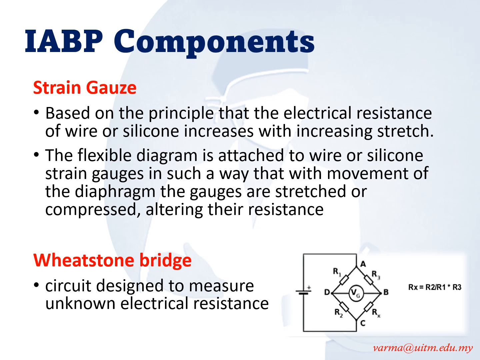What is a strain gauge? It works based on the principle that the electrical resistance of wire or silicon increases with increasing stretch. The flexible diaphragm is attached to wire or silicon strain gauges in such a way that with movement of the diaphragm, the gauges are stretched or compressed, altering this resistance. And this will undergo the Wheatstone bridge circuit, which is designed to measure the unknown electrical resistance. This is the physics behind the transducer, which helps us to get the blood pressure monitoring.